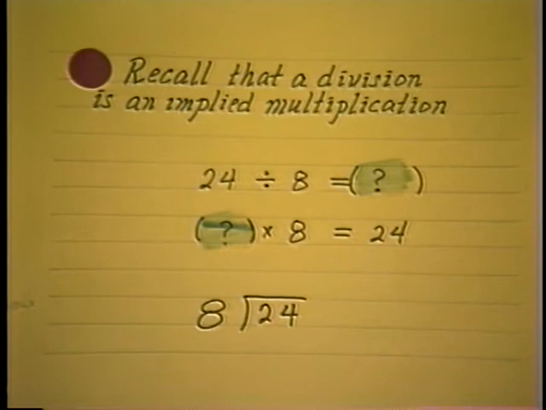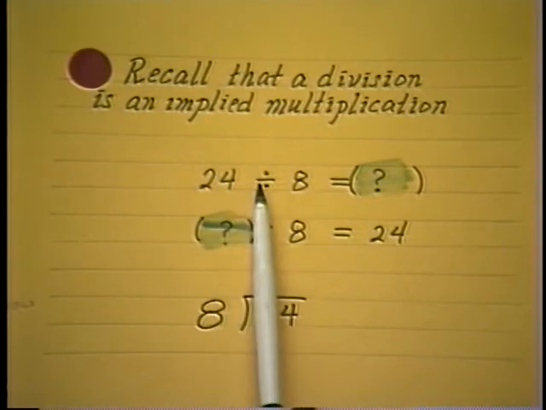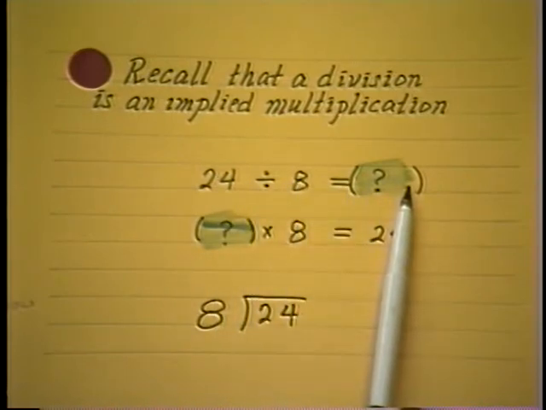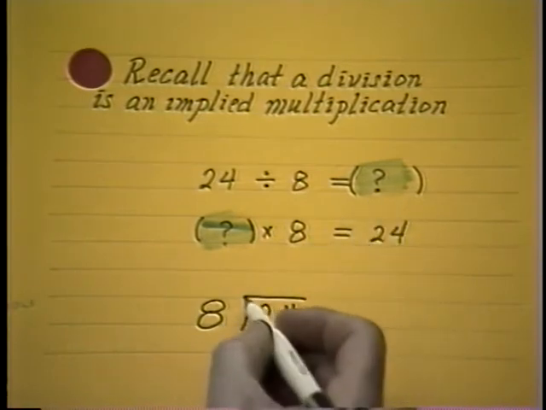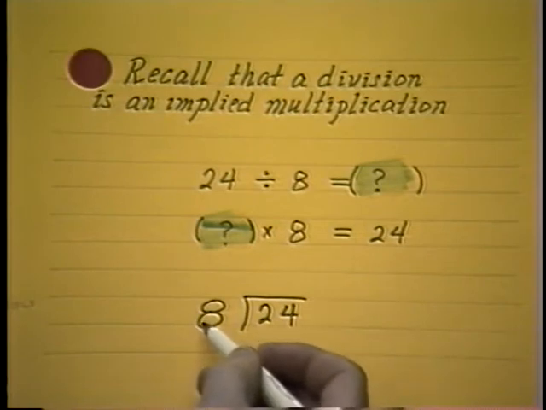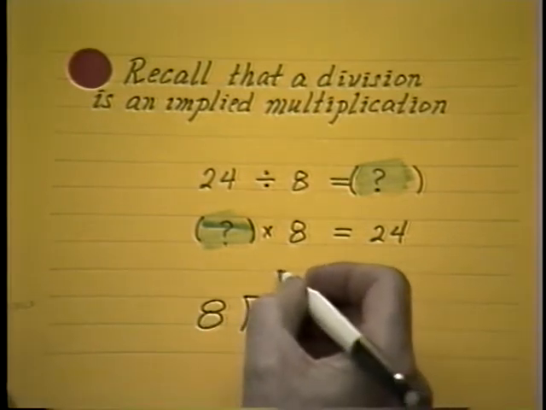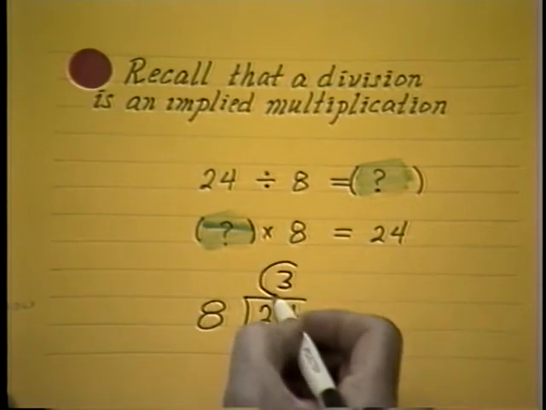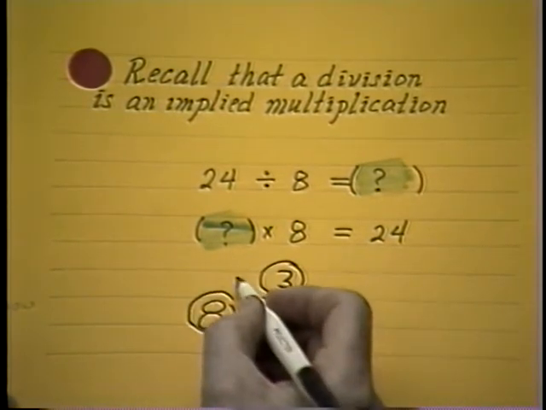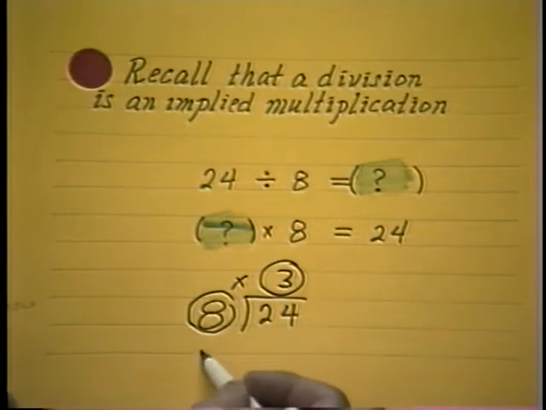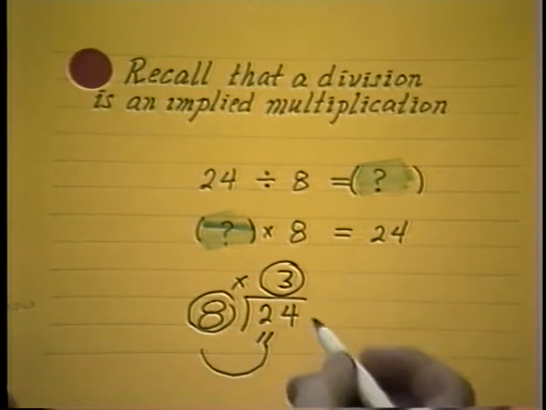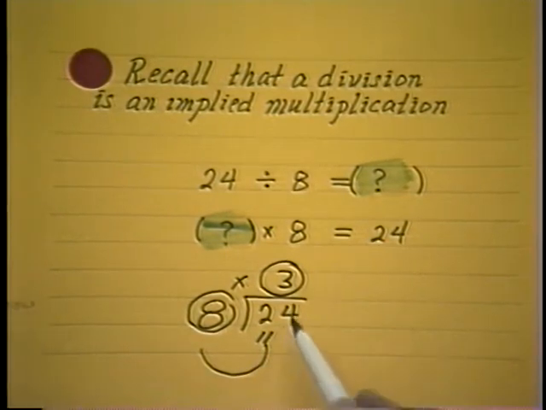Let's also recall that a division is an implied multiplication. To ask 24 divided by 8 is the same thing as saying what times 8 is 24. Or if you're dividing with this standard notation, if we say that 8 goes into 24, and of course we know it goes in 3 times, remember that the check is to ask, will this quotient times this divisor equal this dividend? That fact, simple as it is, will help us in the future.